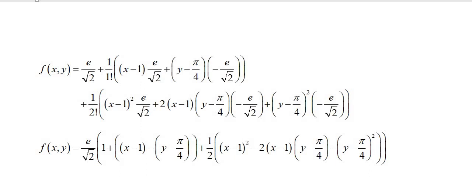Here also we have e by root 2 in every term. I am taking these terms out as common. The remaining terms are x minus 1 whole square plus, y here minus means minus into plus is minus, 2 into x minus 1, y minus pi by 4. Here also we are going to get minus only because plus into minus is minus, y minus pi by 4 whole square. After simplification, this is the final Taylor series of the given function.